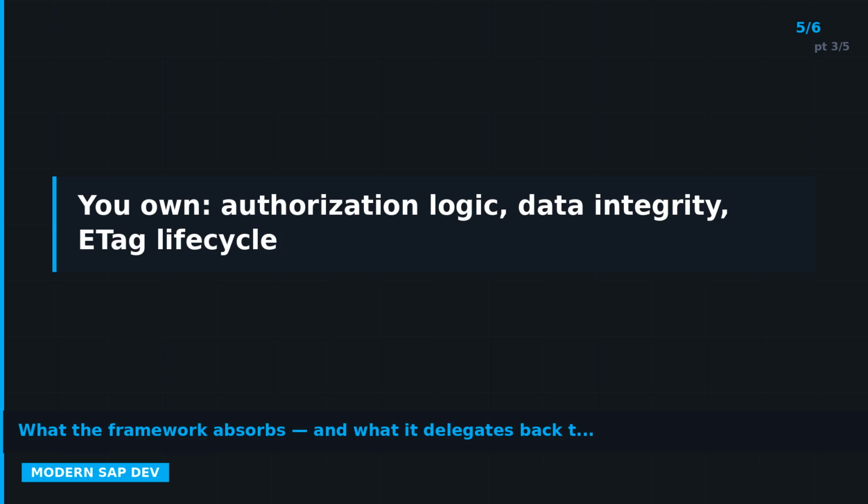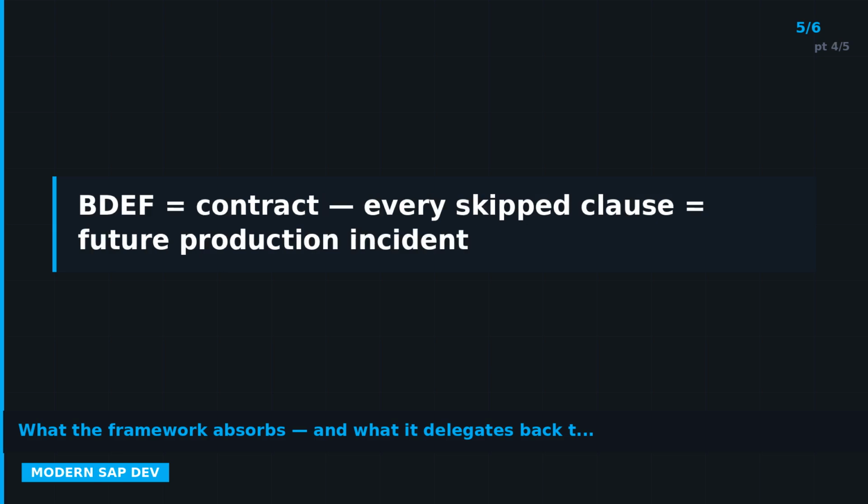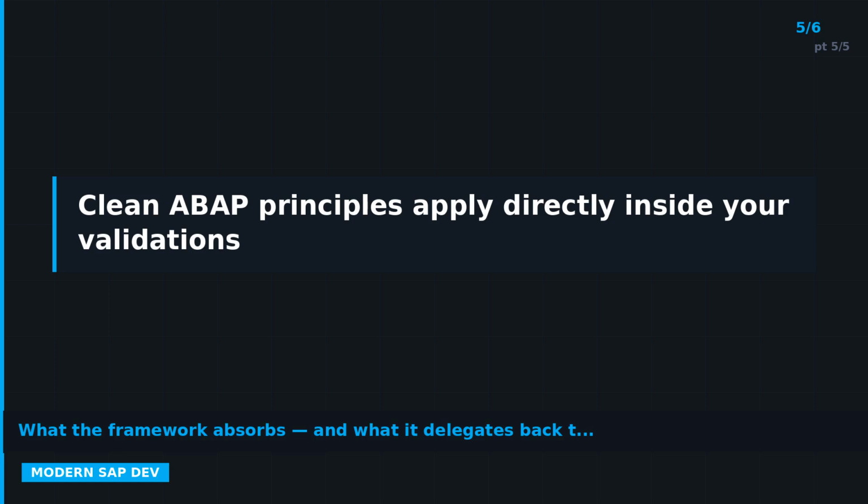Quick recap. RAP is 3 layers: CDS views for the data model, BDEF for the business contract, service definition and binding for exposure. The framework handles persistence and basic concurrency. You own authorization, ETags, and lifecycle logic, and the compiler won't tell you when you forgot them.